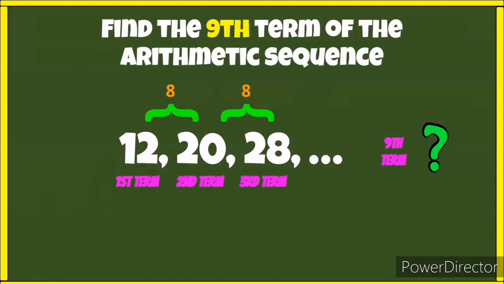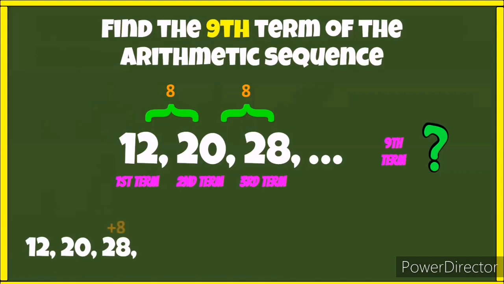For us to get to the ninth term, we must get through the fourth term, the fifth term, the sixth term, until we get to the ninth term. How are we going to do that? You get the original sequence, and since we have the common difference, all we have to do is add the common difference to the last term.